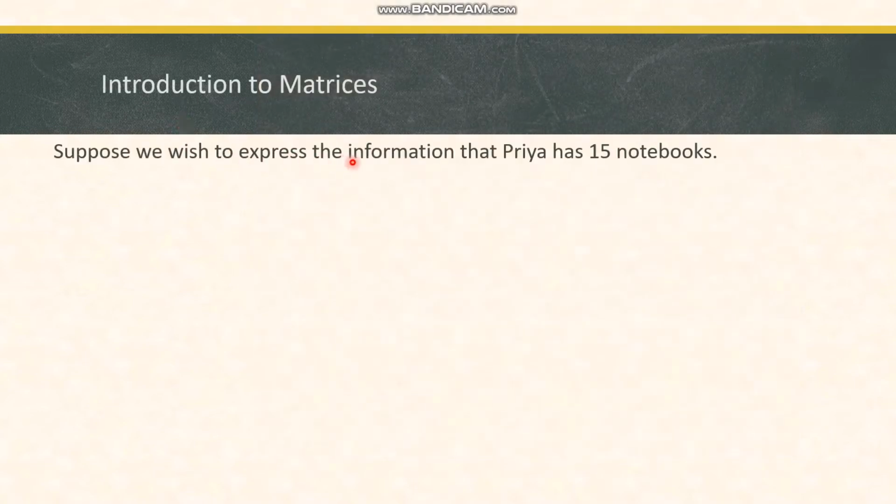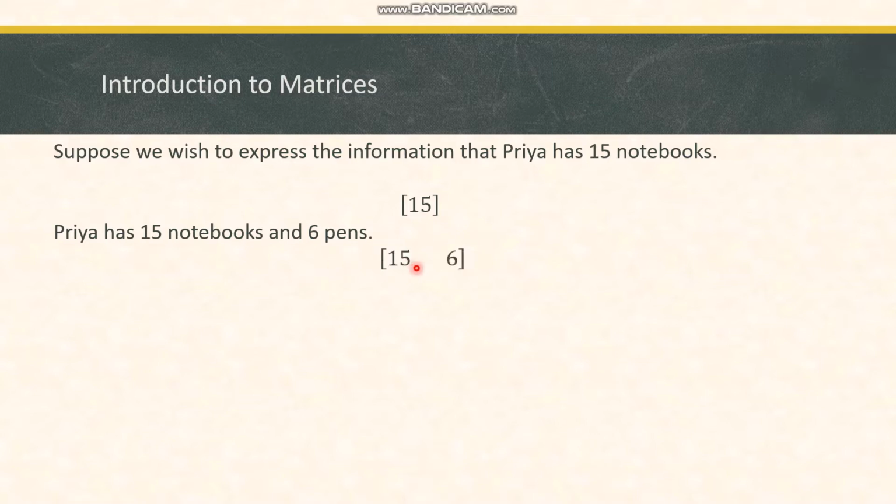Suppose we wish to express the information that Priya has 15 notebooks. So we can write this information in the form of a square bracket like this. Now suppose Priya has 15 notebooks and 6 pens. Again, we can represent this information in the form of a square bracket with numbers arranged in a horizontal manner like this.